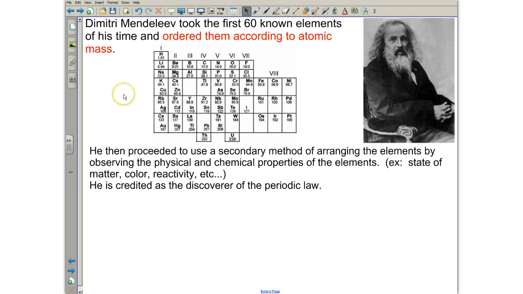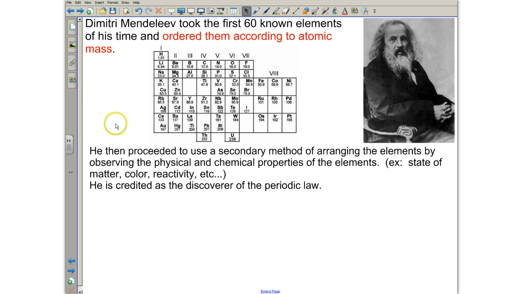So, Dmitri Mendeleev took the first 60 known elements of his time and he put them in order according to atomic mass. So the first way the periodic table was ever organized was by increasing atomic mass. As you can see, when you go from left to right, the atomic mass gets increasingly larger. Same thing on the next row and the rows to follow.